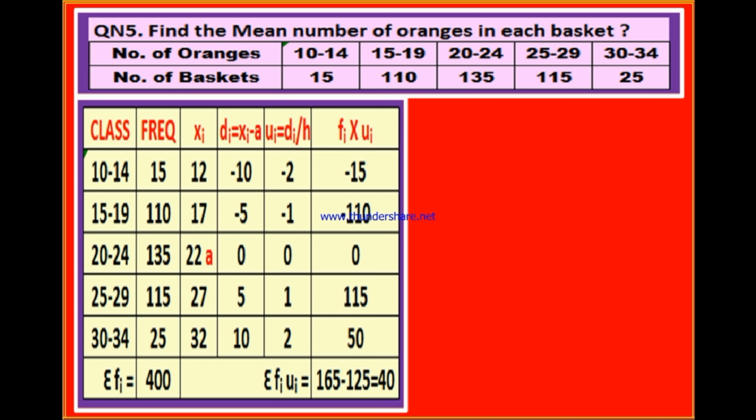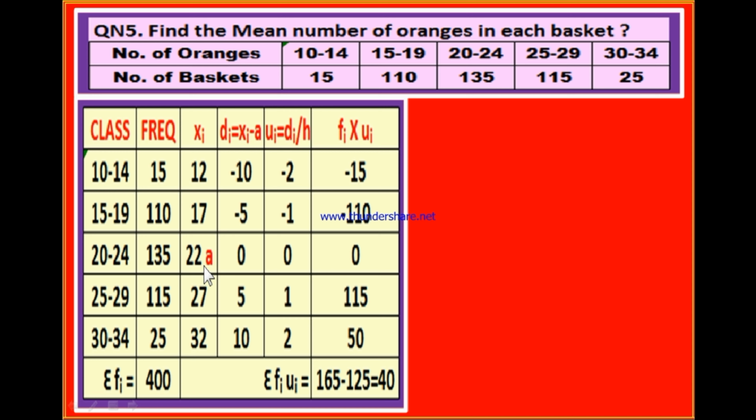After the mid value column, the next column is for deviation. The formula to find deviation is di equals xi minus a. Xi means mid value or class mark and a means assumed mean. You have to subtract the assumed mean from the mid value for each of the classes.